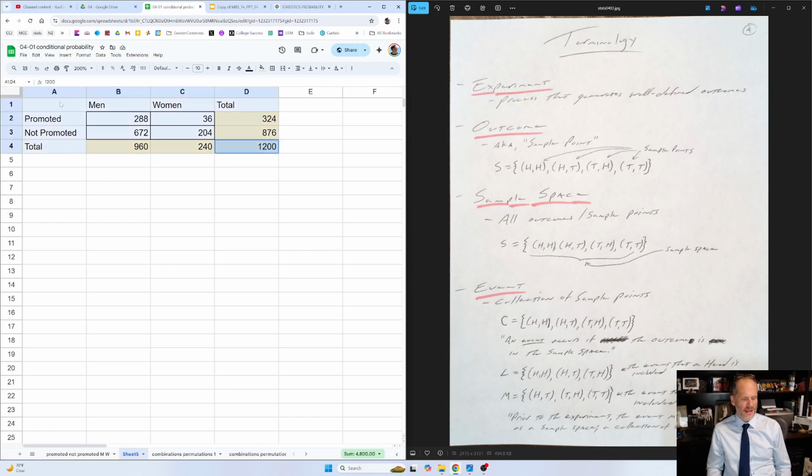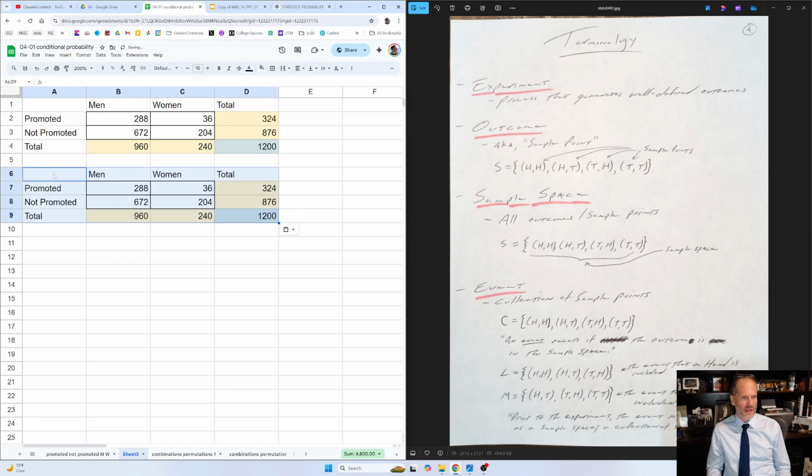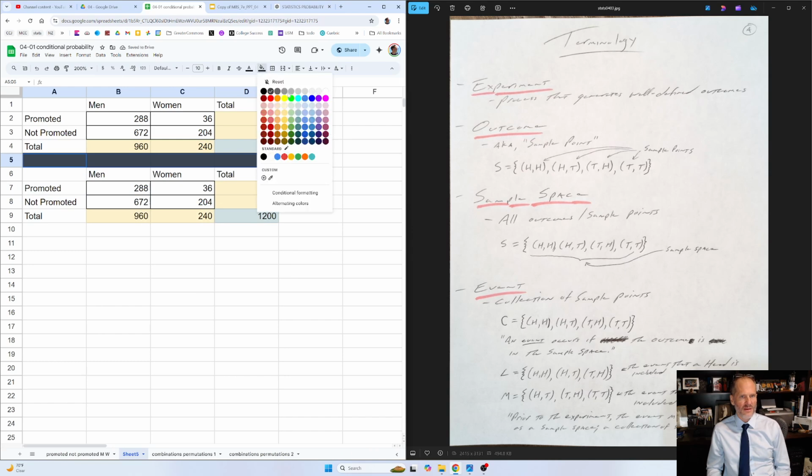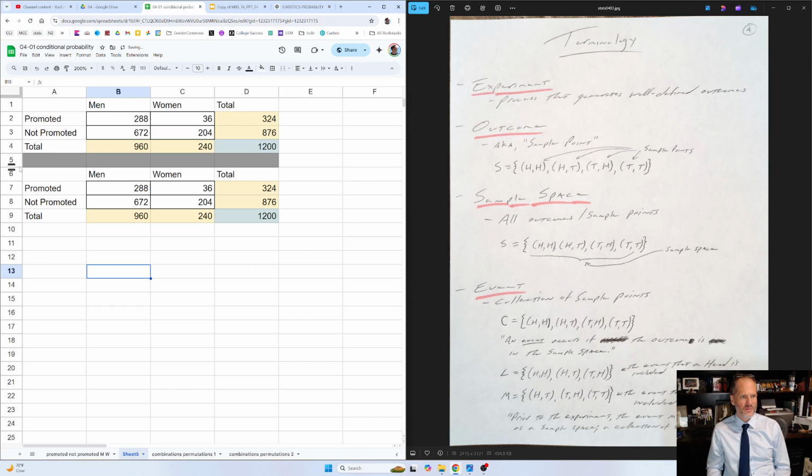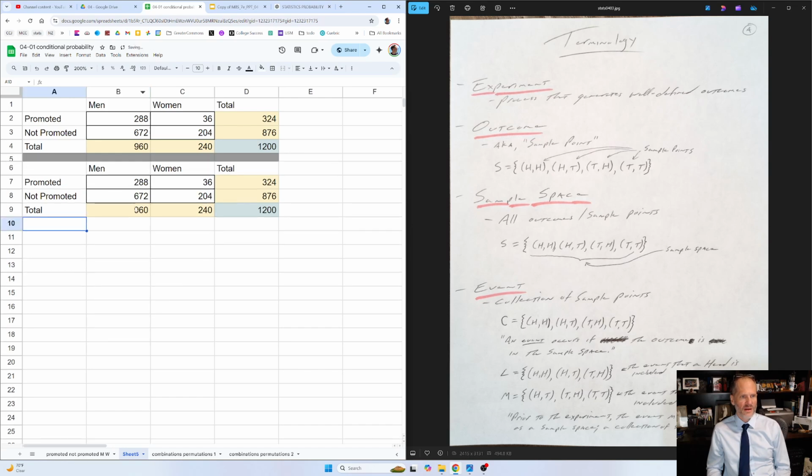So we're just going to leave that data there, and we're going to come down and make another copy of it. And we'll put it right here. And I'm going to put a little bit of coloring here to signify that there's a little bit of a difference between this up here and this over here.